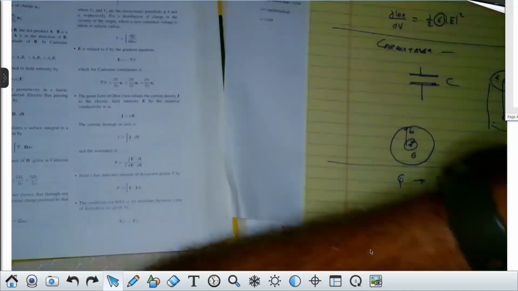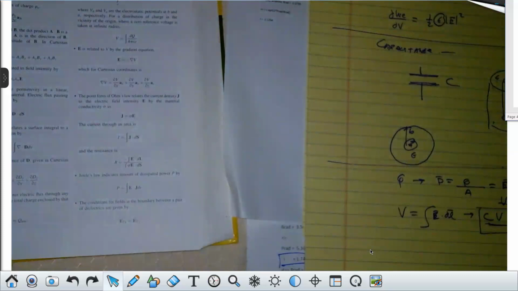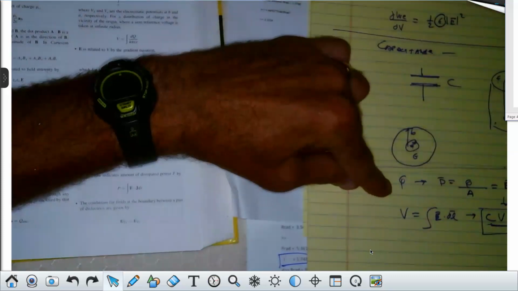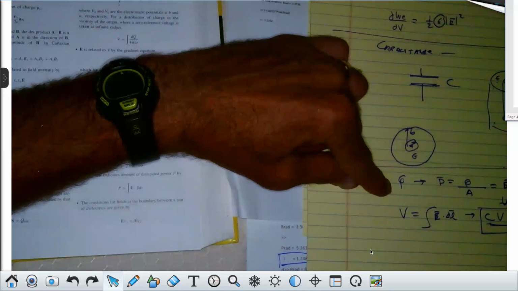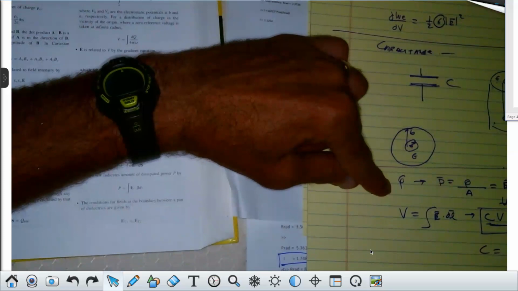Now, the next thing I'm going to tell you is the way we do capacitance problems, we assume a charge, get D, from D get E, from E get V, and finally, we get the capacitance by taking Q over V. Make sense?